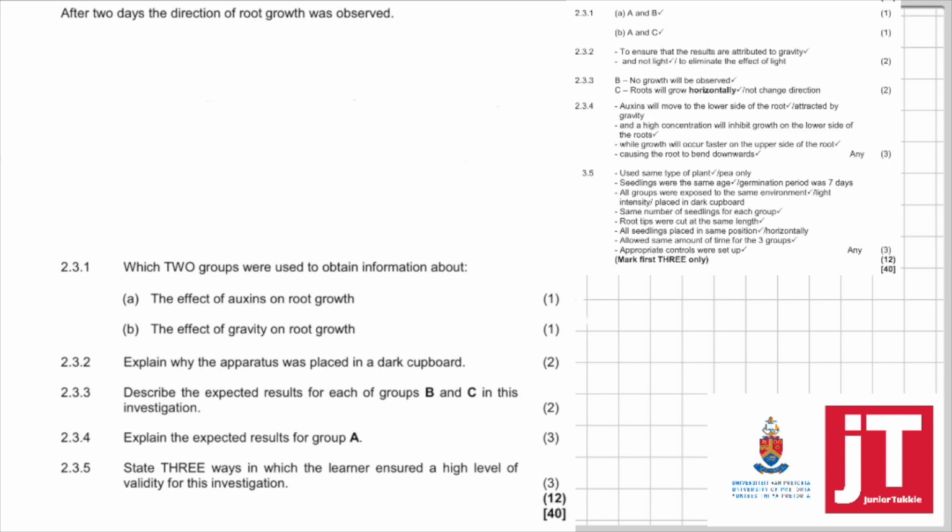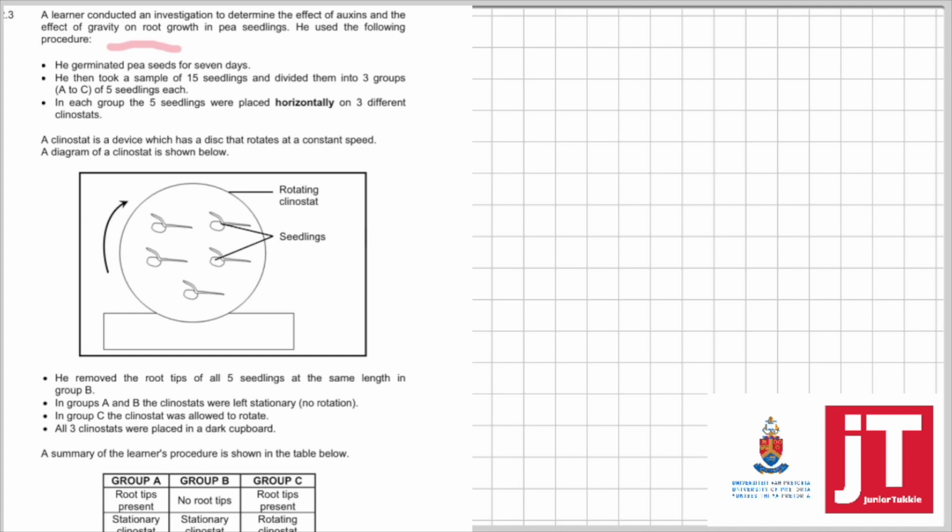2.3.1. Which 2 groups were used to obtain information about the effects of auxin on root growth? Here, it can only be A and B. Because can you see, one is root tips present, one is no root tips, and the clinostat is stationary. So that variable is constant, but here, there's the 2 different variables. One is an experiment, one is a control.